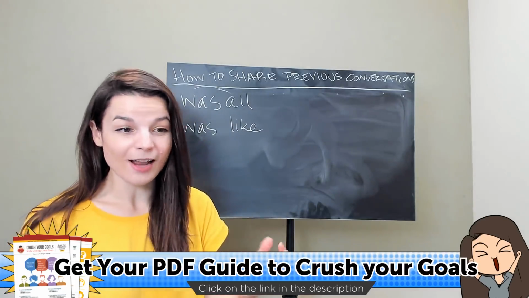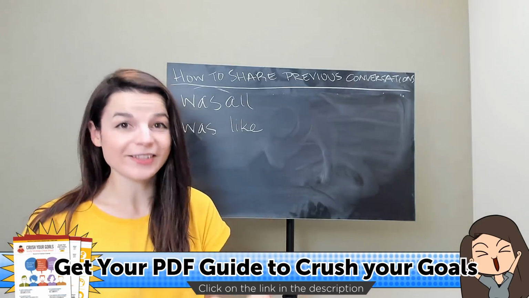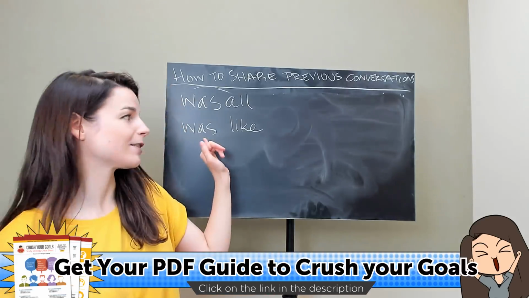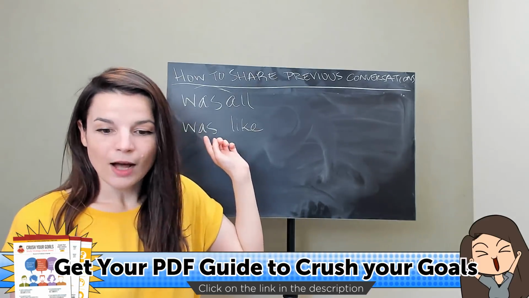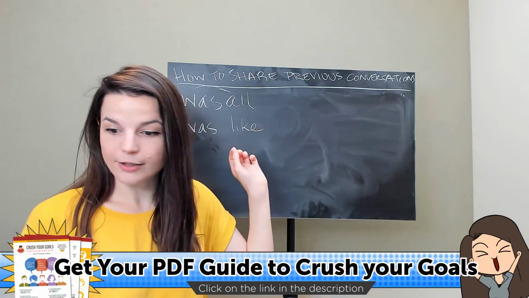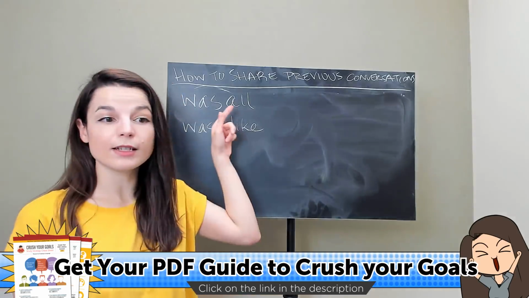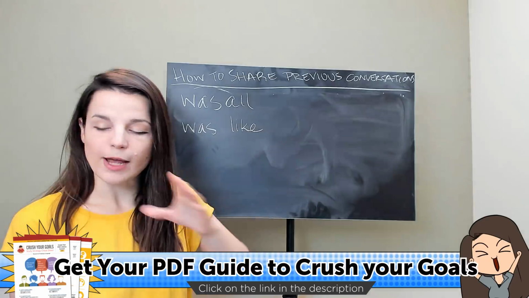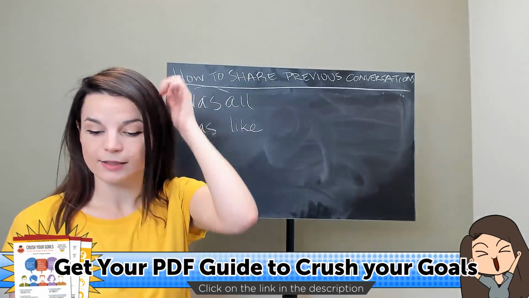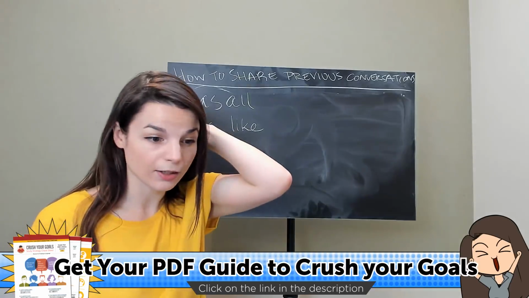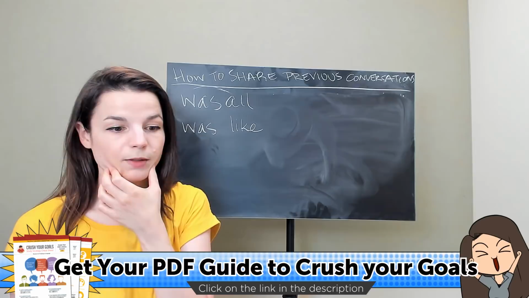I was all and I was like. But when we say them, it's super fast. I was all. I was like. So the S sound is quite prominent. I was like. So here, I'm going to show you in just a second an example of how we use these. So we use these expressions the same way that we use the verb say or the verb said. So let's take a look in just a second how to use these.